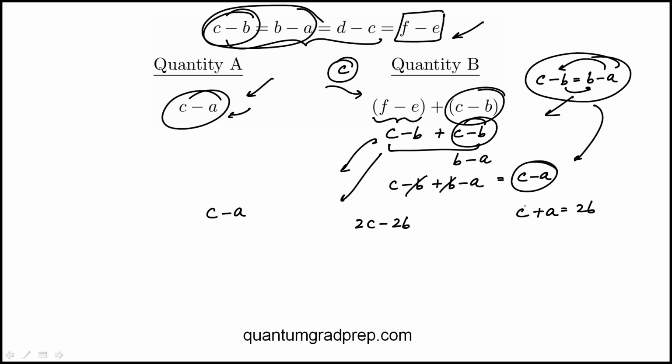And you could choose to get rid of one of the variables. For example, 2B shows up here. We can replace that in terms of C plus A. And you'll see that again, that will indeed become C minus A.